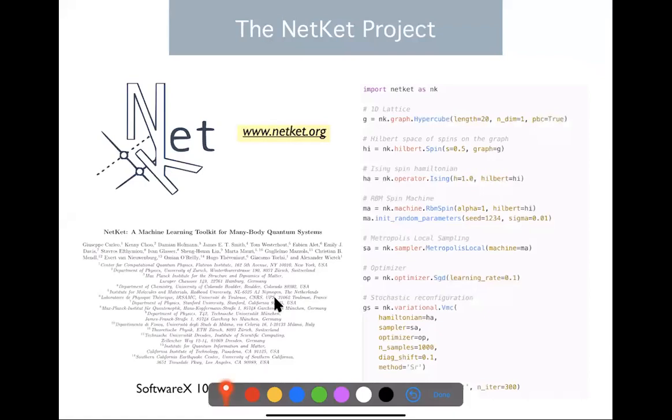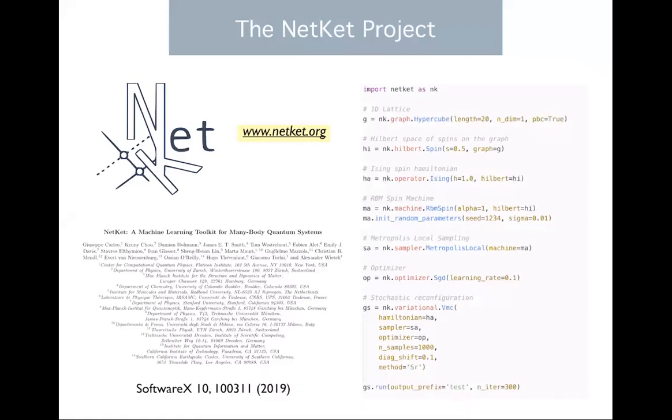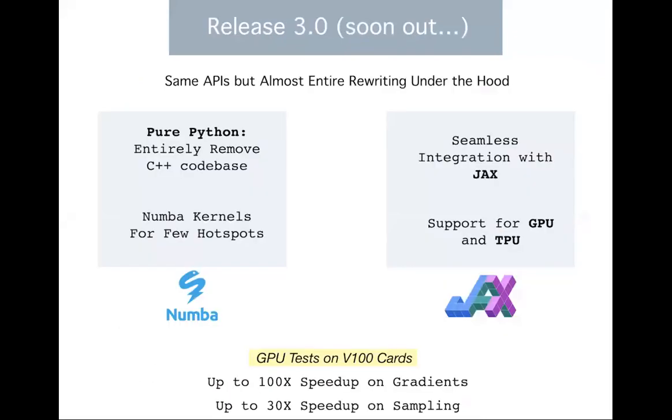There is our software, which is NetKet. You've already heard about this from Filippo. I reiterate that this software is completely open source. You can download it, work on it, contribute to it if you want. We have a GitHub repository where you can also submit your issues if you have problems or something that you don't understand. We'll do our best to reply to your questions. There's a release 3.0 coming soon, and you will see that it is based on JAX, which is a very nice framework developed by Google to handle neural networks.